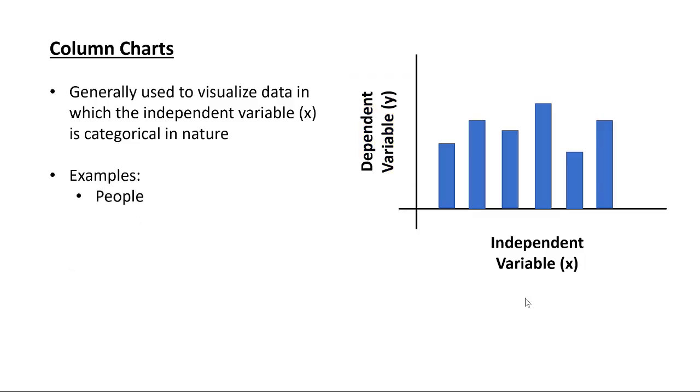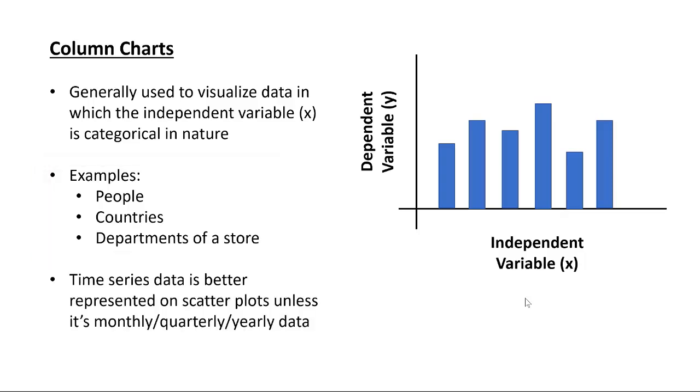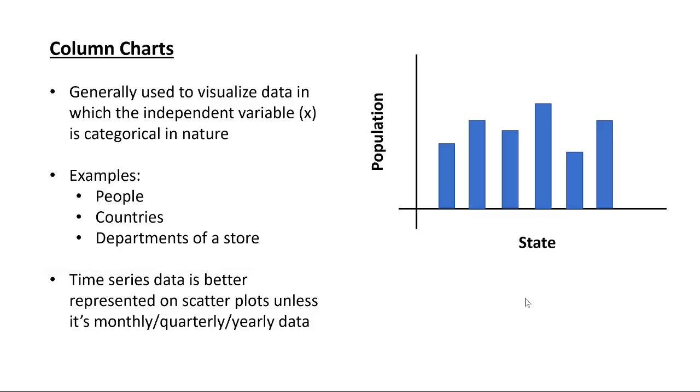With column charts and pie charts, we have categorical data. For example, people: you cannot plot that on a continuum on the x-axis. Countries, so maybe you might have countries here and you're measuring the gross domestic product, or maybe departments of a store. In general, time series data is better represented on scatter plots unless it's categorical in nature, like monthly, quarterly, or yearly data.